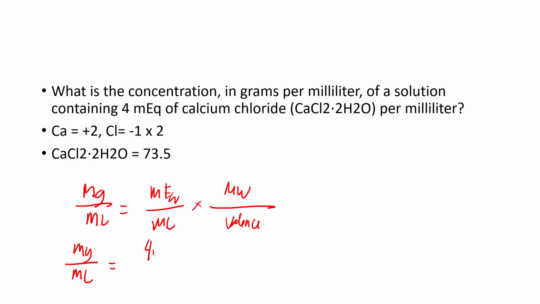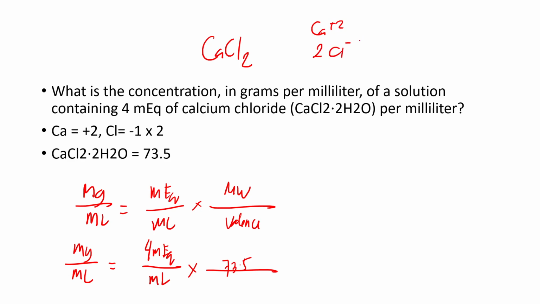So milligram per ml. Our concentration is 4 milliequivalents per ml. Our MW is 73.5. And our valence, in this case, it's calcium chloride. It's made out of one cation of calcium and 2 chloride ions. So it's positive 2, or it's 2 times negative 1, which is also 2. So the valence is 2.